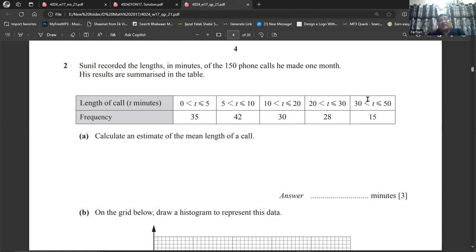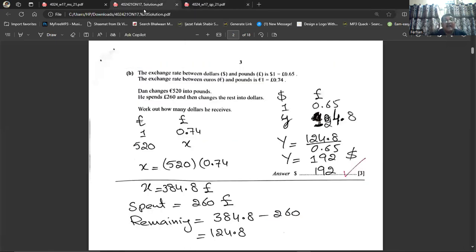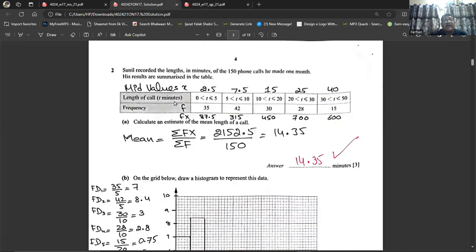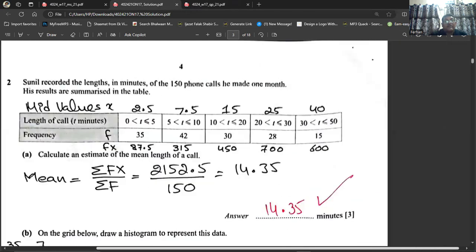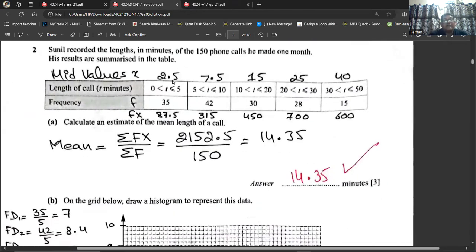So because I want to find out the mean, but the classes here are given, first of all, I will find the mid values, and that will act like the x. And then I will find out the mean. The mid value of 0 to 5 will be 2.5. How do you find that? You add both the boundaries, and whatever the answer comes, you divide it by 2. So 5 plus 10 divided by 2, that's 7.5. So the mid value here is 2.5.